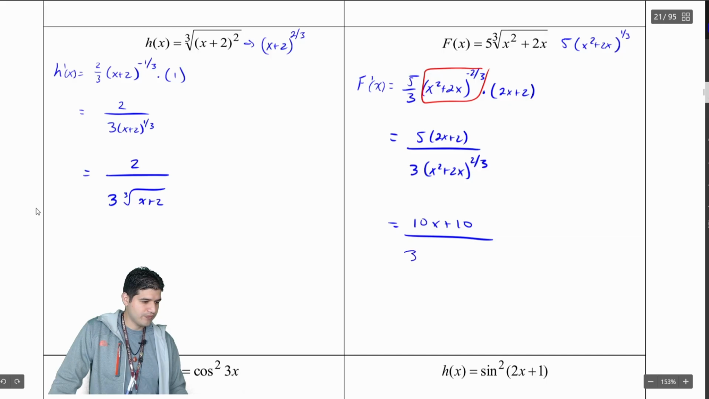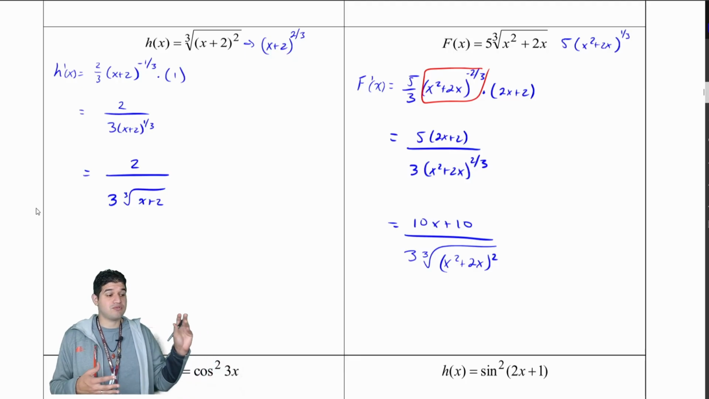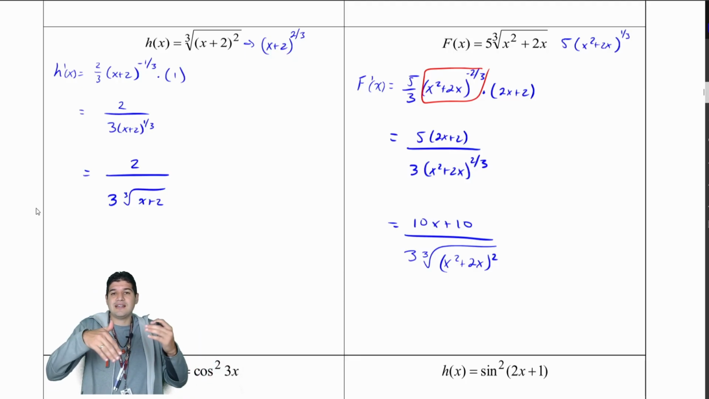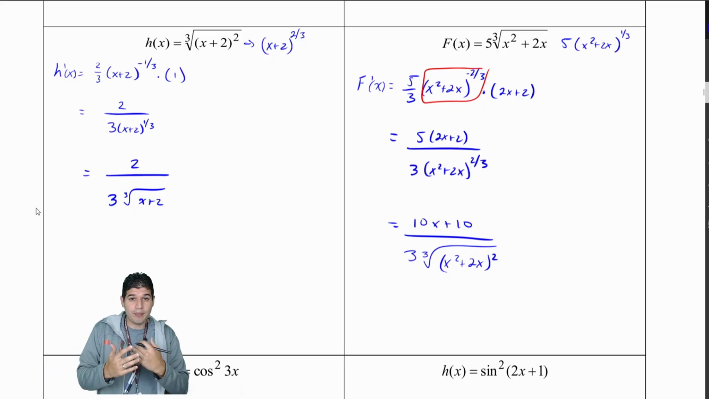over 3 times the cube root of x squared plus 2x. And all of that needs to go in parentheses because it's still getting squared. And that right there is going to be our final answer in this case. And again, it doesn't look pretty, but the fact that we did that in 3 steps with the chain rule, it makes our lives so much easier.